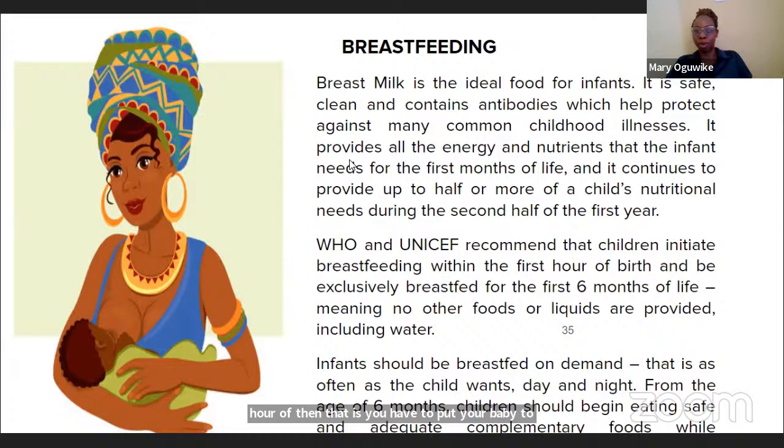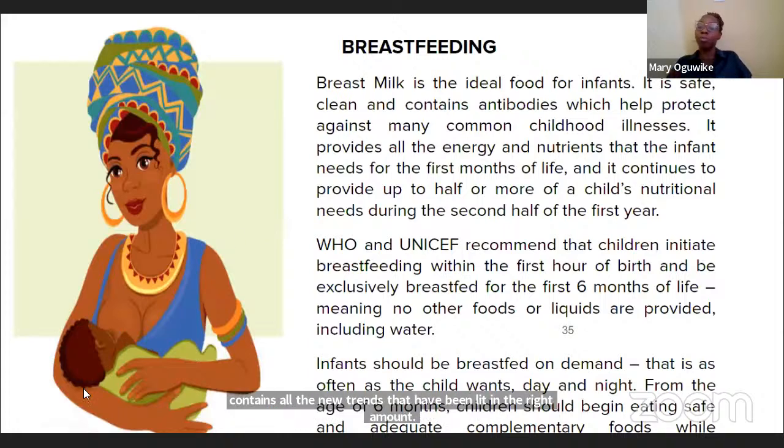Because when you put your baby to breast, it stimulates the brain. It tells the brain, okay, the baby has arrived, time to start making my food, time to start producing breast milk. And we also recommend that babies be exclusively breastfed. If you can, please exclusively breastfeed your baby for the first 6 months of life, meaning no food, no water, no pap, nothing, just breast milk for the first 6 months of life, because this breast milk contains all the nutrients that your baby needs in the right amount.